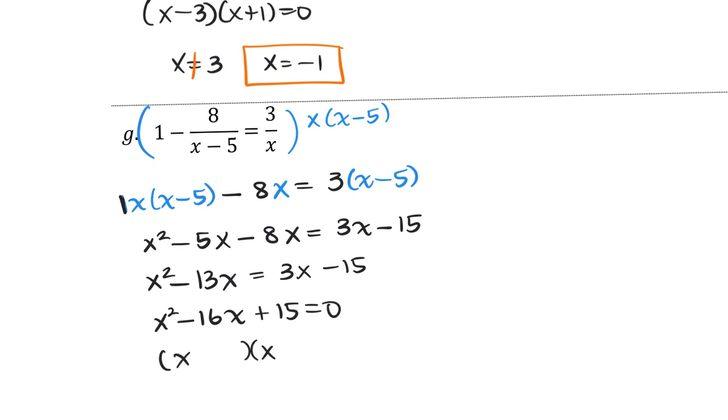To get 15, I could do 3 times 5. But that doesn't add up. That adds up to 8. So I'm going to do 15 times 1. So my answers are x equals 15 and x equals 1. I'm going to check my domain. X can't be 5. That's fine. X can't be 0. So both of these answers are valid answers.